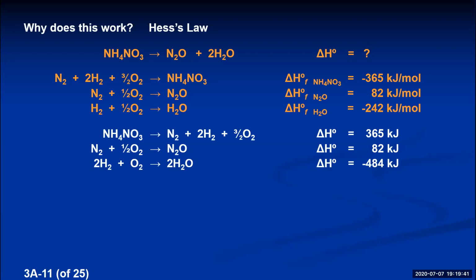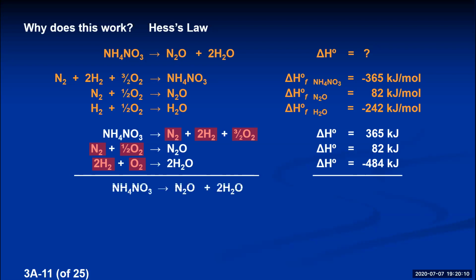So now I've tried to arrange the reactants and products in their proper places by taking the formation reactions, reversing them or multiplying, whatever I can do. And now I'm going to try to add these together, and I want you to see what happens. See the N2s? Cancel out. See the 2 H2s? They cancel out. See the 1.5 O2s on both the left and the right? They cancel out. What's left over? NH4NO3 yields N2O plus 2H2O.